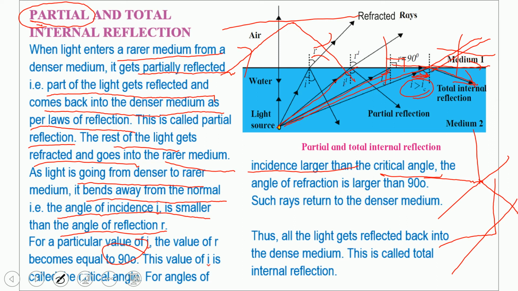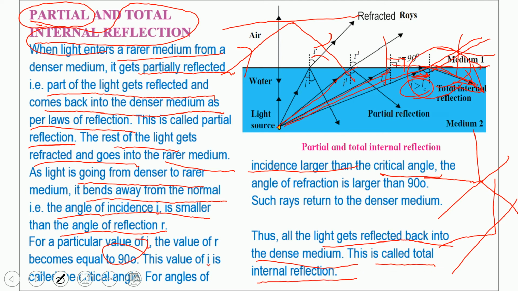Because the light is passing from the denser medium to the rarer medium, there is no refraction. The entire light is reflected into the denser medium. Sorry, reflected into the denser medium. So it is called total reflection. Look here, total internal reflection it is called. Thus all the light gets reflected back into the dense medium. This is called total internal reflection.